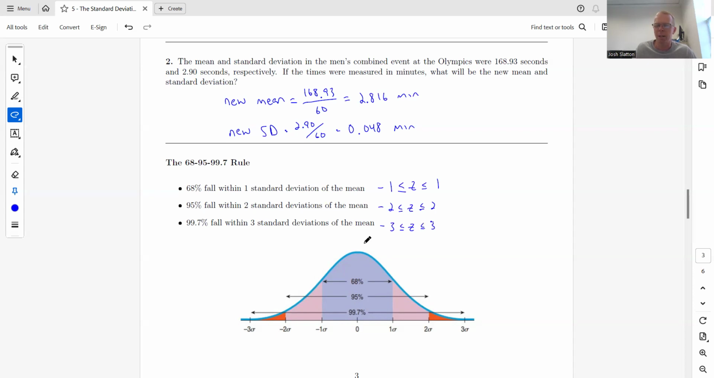And if you get beyond 3, it's questionable whether that's even a valid data point. Obviously it could be, but those are such rare occasions that if you're ever doing a problem and you get a z of 4, you might want to check to make sure that you didn't do something wrong. So keep that in mind. And we're going to be using this rule to solve some problems in just a minute.